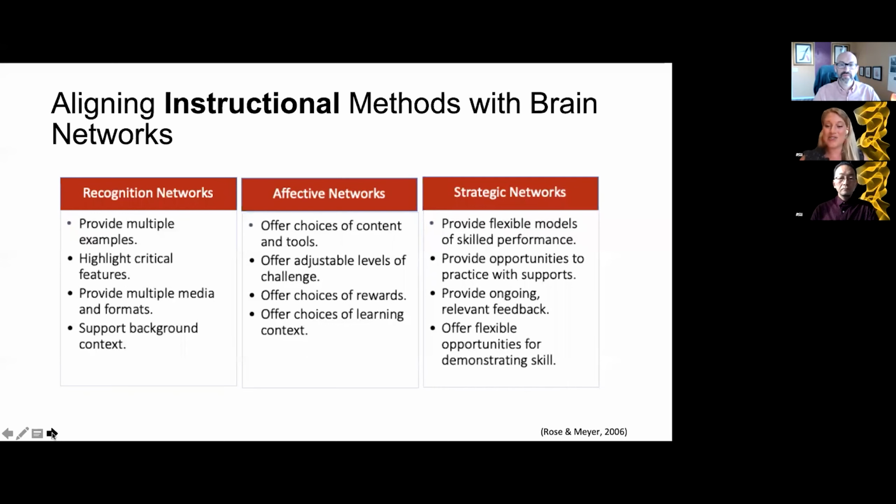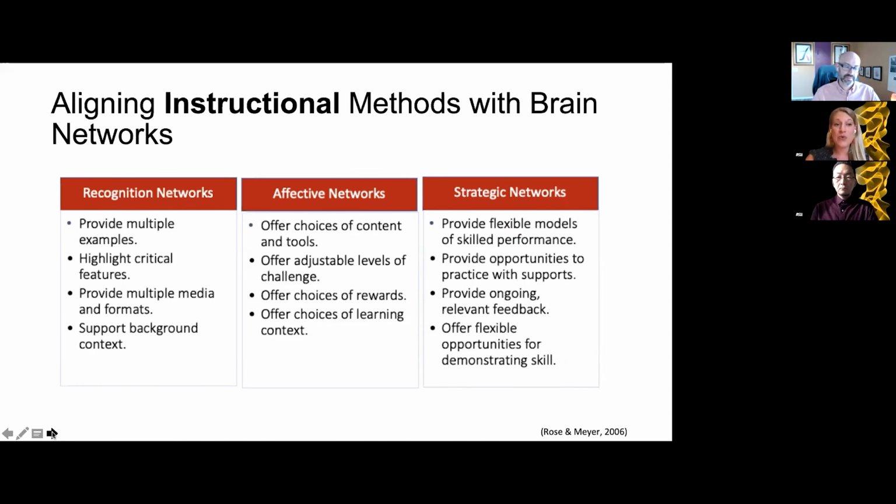The final network is the strategic network. This really represents the how of learning. It allows learners to generate patterns and problem solve. Ways that faculty can support students in engaging in this network is by providing flexible models of skilled performance and thinking about what opportunities to practice we are providing our learners. In addition, we might provide flexible opportunities for having our students demonstrate their knowledge.